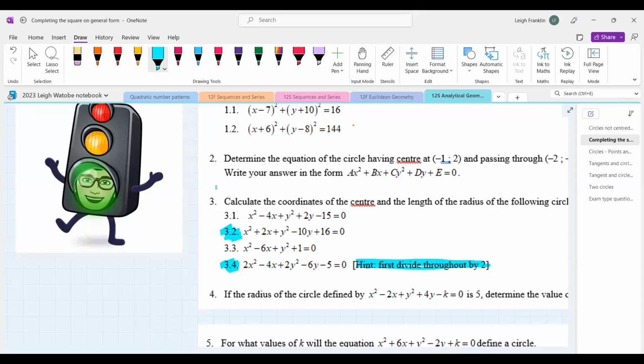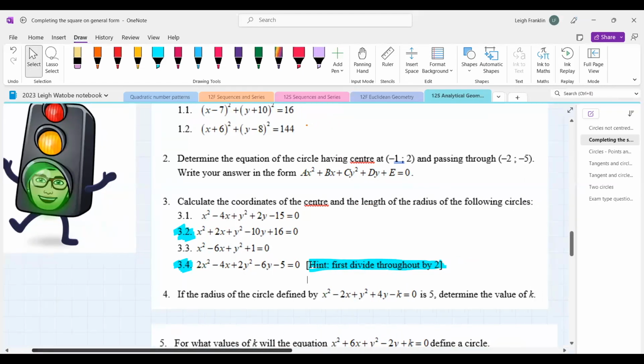This is definitely a question that I do want to go through with you when we go through the answers. So you're going to do either question 3.2 or question 3.4. They want you to calculate the coordinates of the center and the length of the radius. If you are given the equation in general form, you first need to use completing the square to get it into center-radius form before you can determine the coordinates of the center as well as the length of the radius. All right, go for it. And remember, Yolanda and I are here to assist you if you need any help.